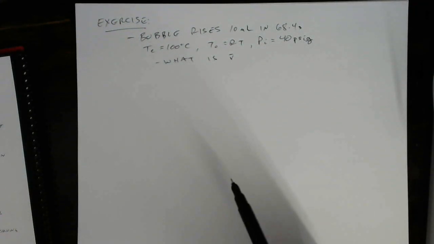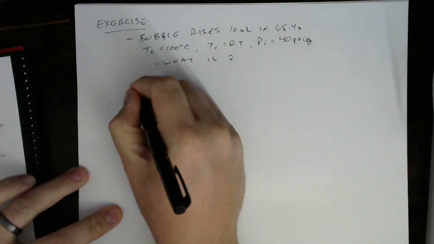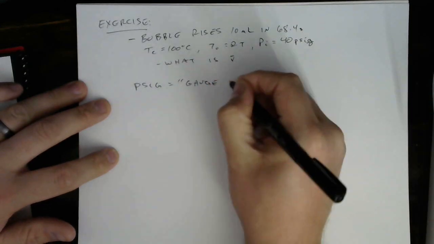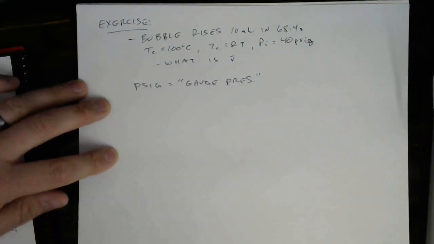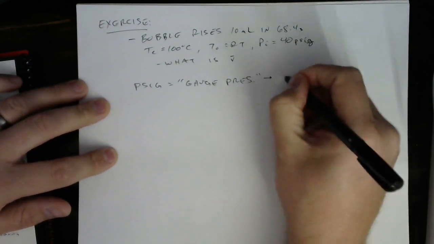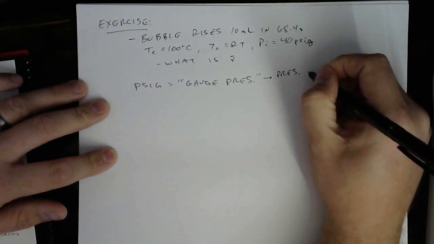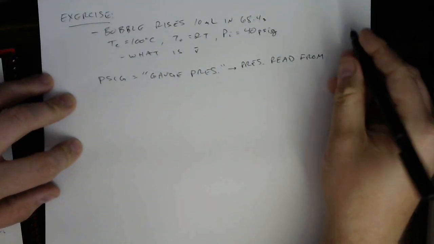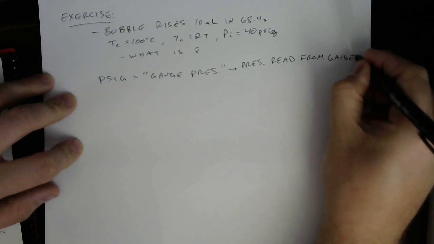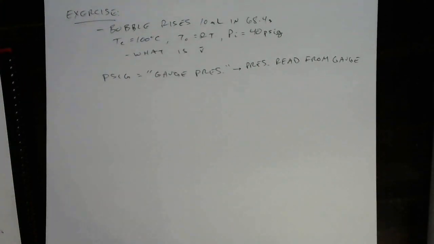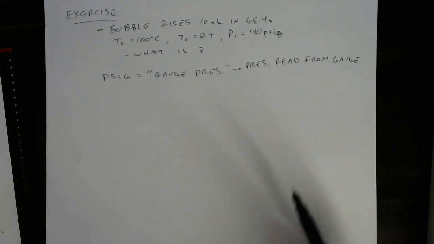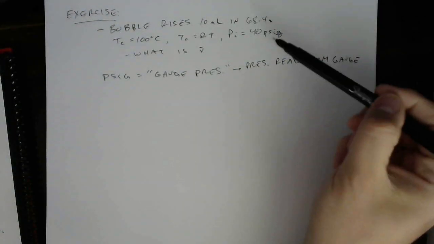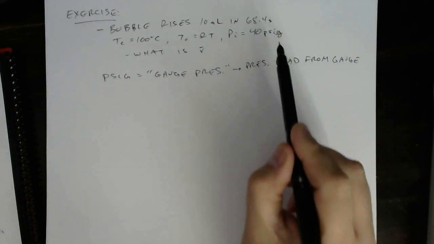So the first thing we need to tackle is what is this psiG? So psiG means gauge pressure. Gauge pressure is the pressure that is read from, spoiler alert, the gauge. So if you have a gas cylinder and you set it to, let's use our example, 40 psi on that gauge, you are actually reading on that gauge 40 psiG.